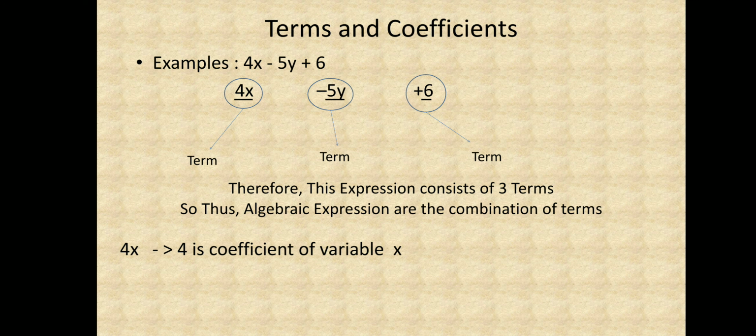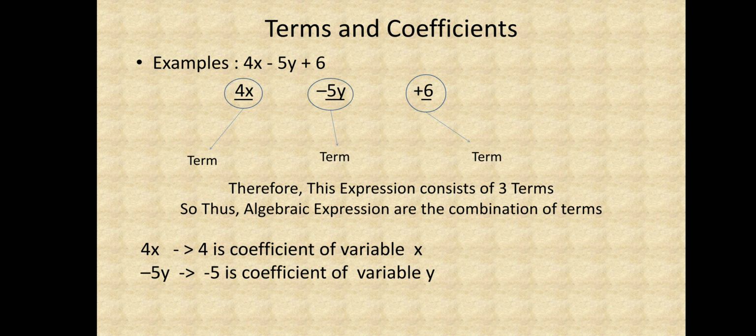Now what are coefficients? In 4x, which is the first term, 4 is the coefficient of the variable x. The variable is x, so 4 is the coefficient of the variable x. For minus 5y, you should take the minus along with it. So minus 5 is the coefficient of the variable y in the second term. And 6 is a constant term because it doesn't consist of any variable. It is a constant term. So we now know what terms and coefficients are.